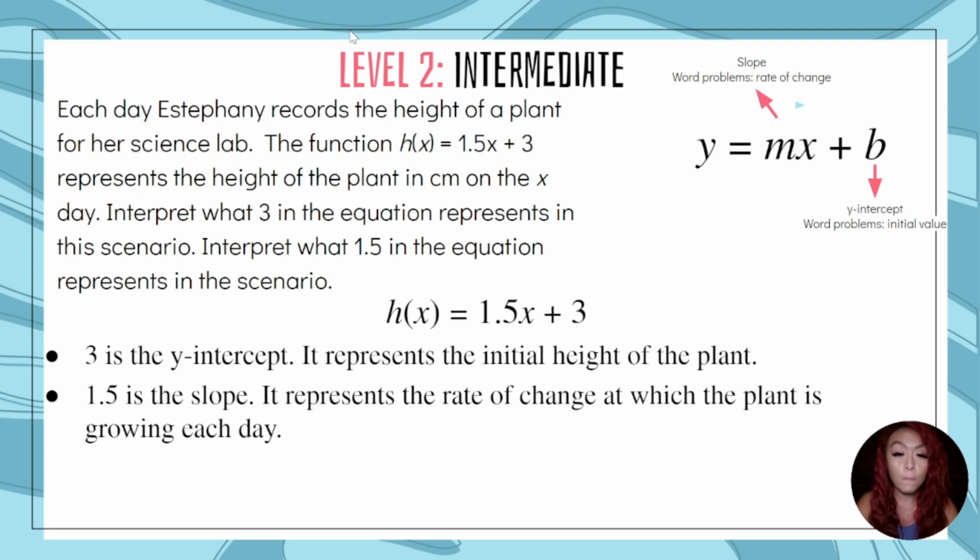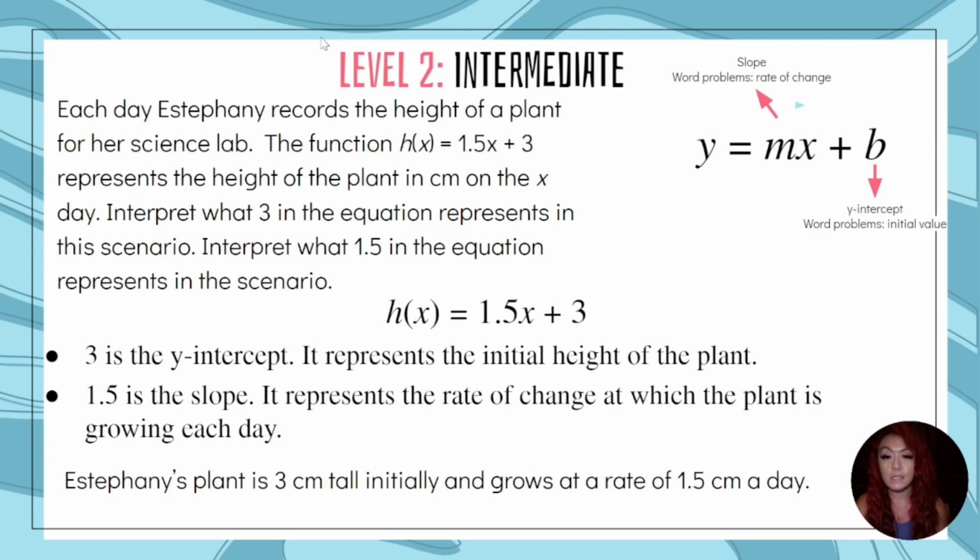1.5 is our slope. It represents the rate of change at which the plant is growing each day. So if you wanted to use a complete sentence to answer this problem, you would say, Stephanie's plant is 3 centimeters tall initially and grows at a rate of 1.5 centimeters a day.